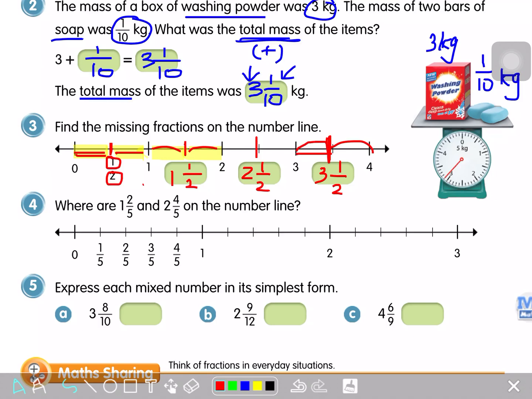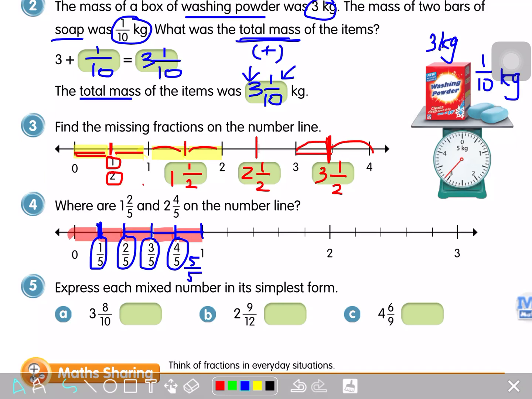Okay, now we look at question 4. We look from 0 to 1. How many parts are there? 1, 2, 3, 4, 5. There are 5 parts where we move from 0 to 1 for this number line, which means for every little marking, we move 1 part, right? So 1 out of 5 parts. Move another marking, we have 2 out of 5. Move another one, we have 3 out of 5. Another one, 4 out of 5. And finally, we get to 1 whole, which is actually 5 out of 5.